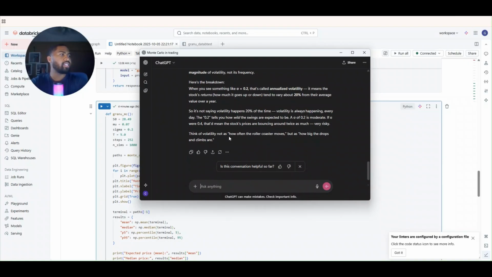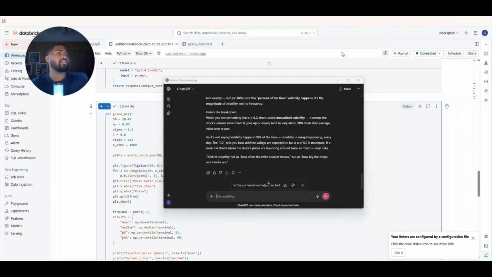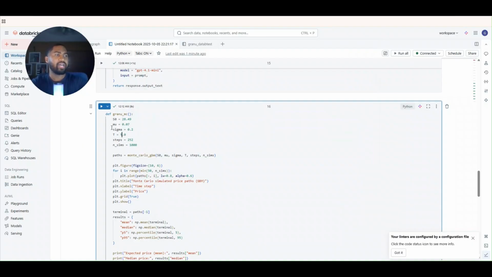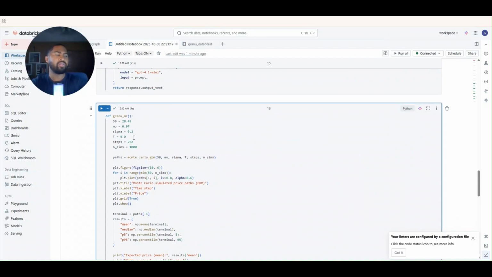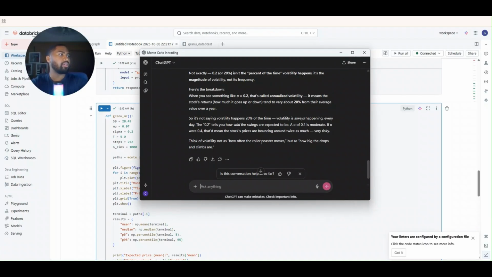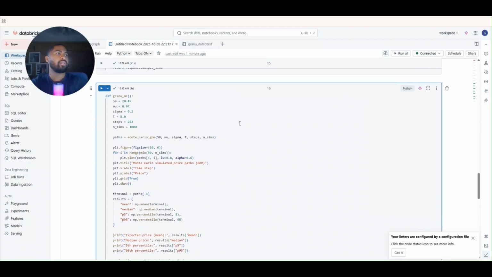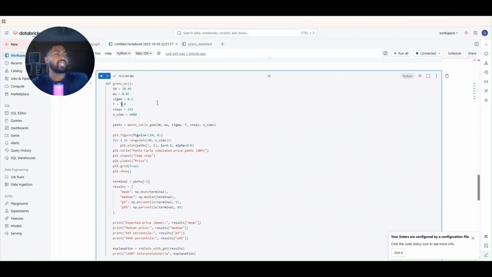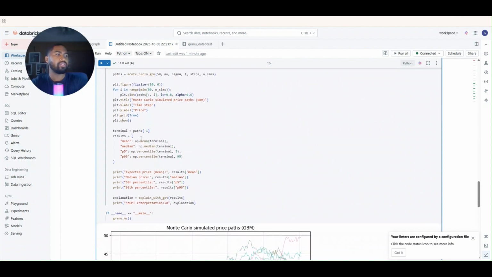Think of volatility not as how often the roller coaster moves, but how big the drops and climbs are. So we're expecting the drop to at least be 20%. I see, in the volatility. Okay, so let's try 5 years with still keeping the volatility 20%, in terms of not necessarily how often the volatility happens, but how big the drops are when volatility does happen. Got it. So let's now take it from 1 year to 5 years and see what we get.